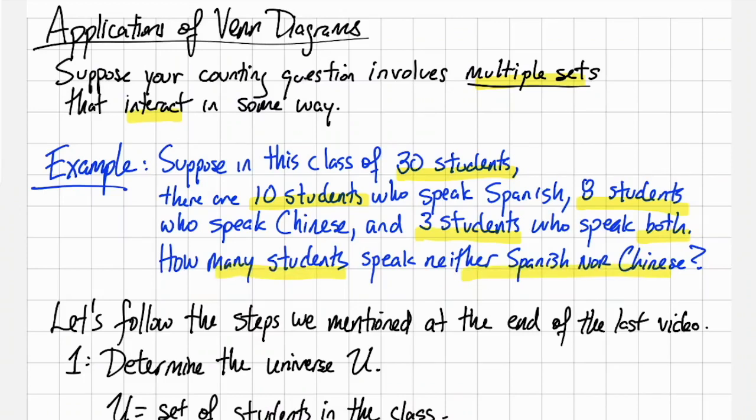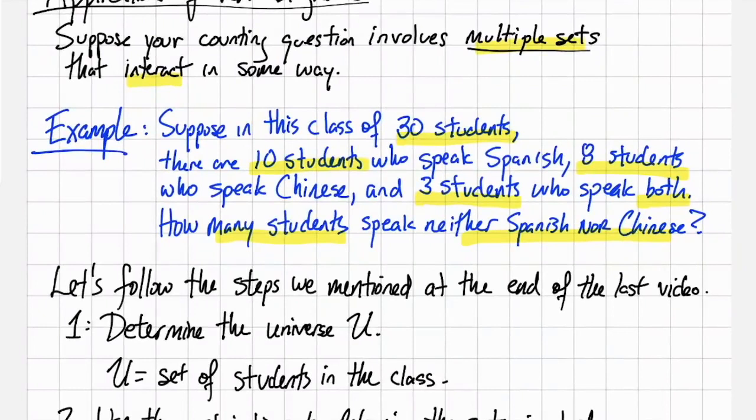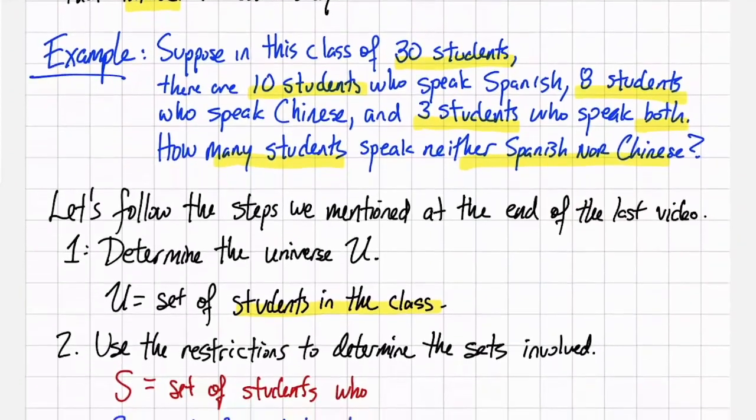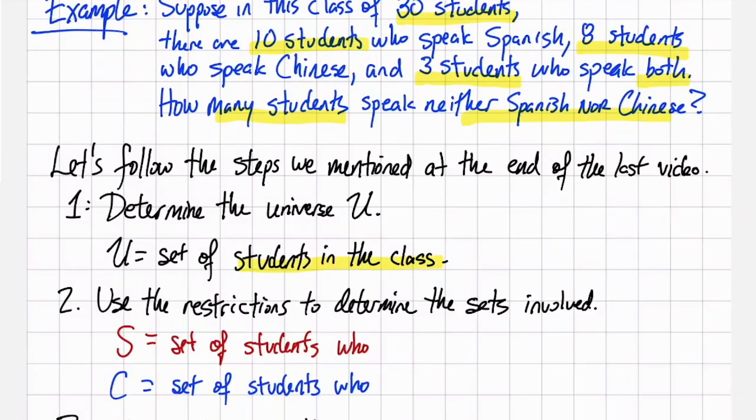We're going to answer this question by following the steps that we mentioned at the end of the last video. First thing we need to do is determine the universe. This question is all about students in a class, and so that will be our universe. Next, we see what the restrictions are to determine the sets that we want to keep track of. Of the 30 students in the class, some of the students speak Spanish, and some of the students speak Chinese. So those will be the sets that we care about.